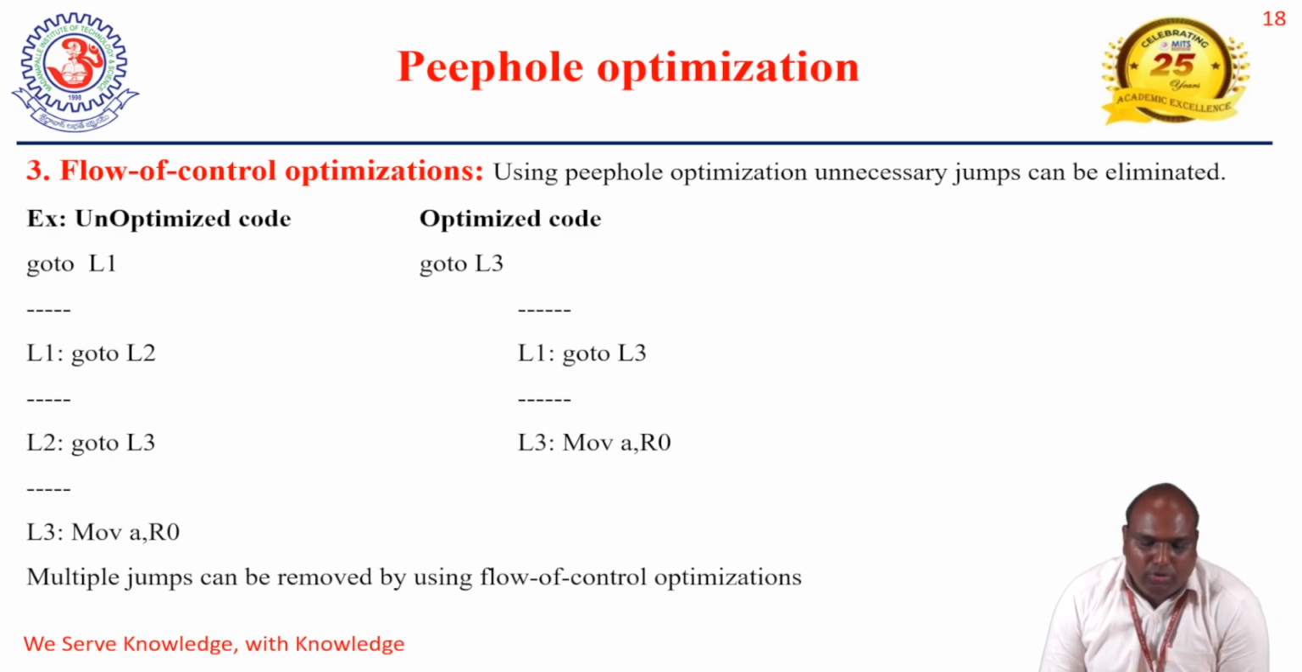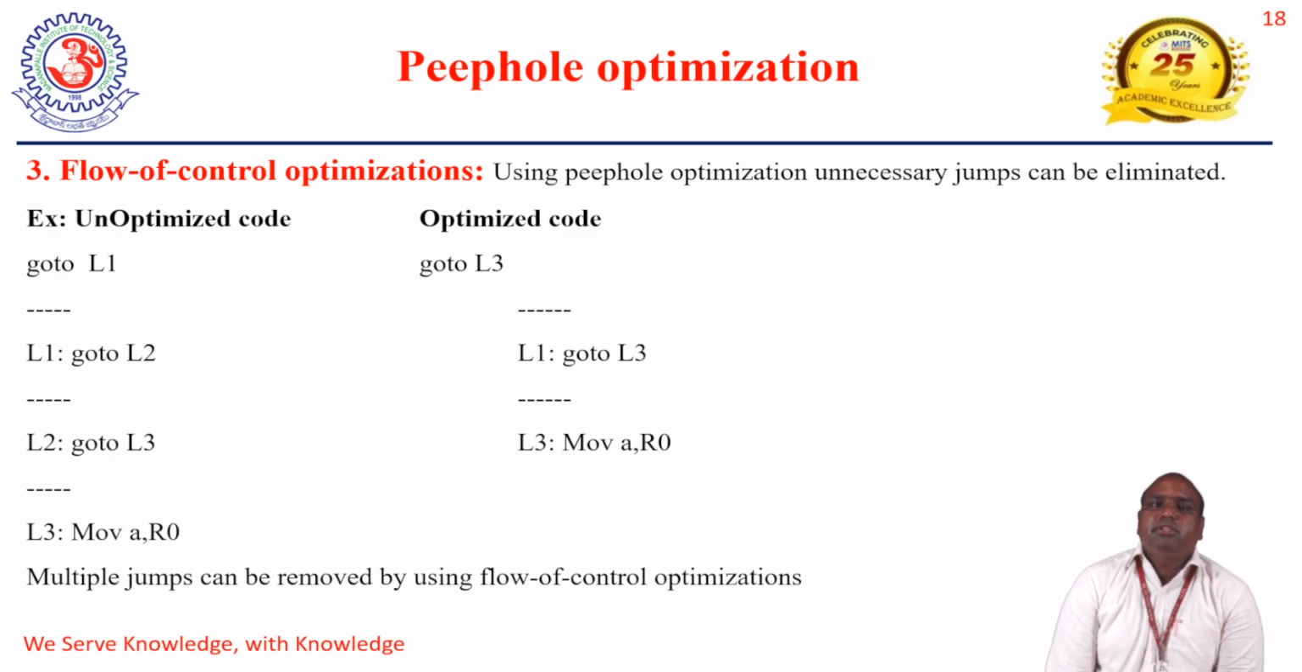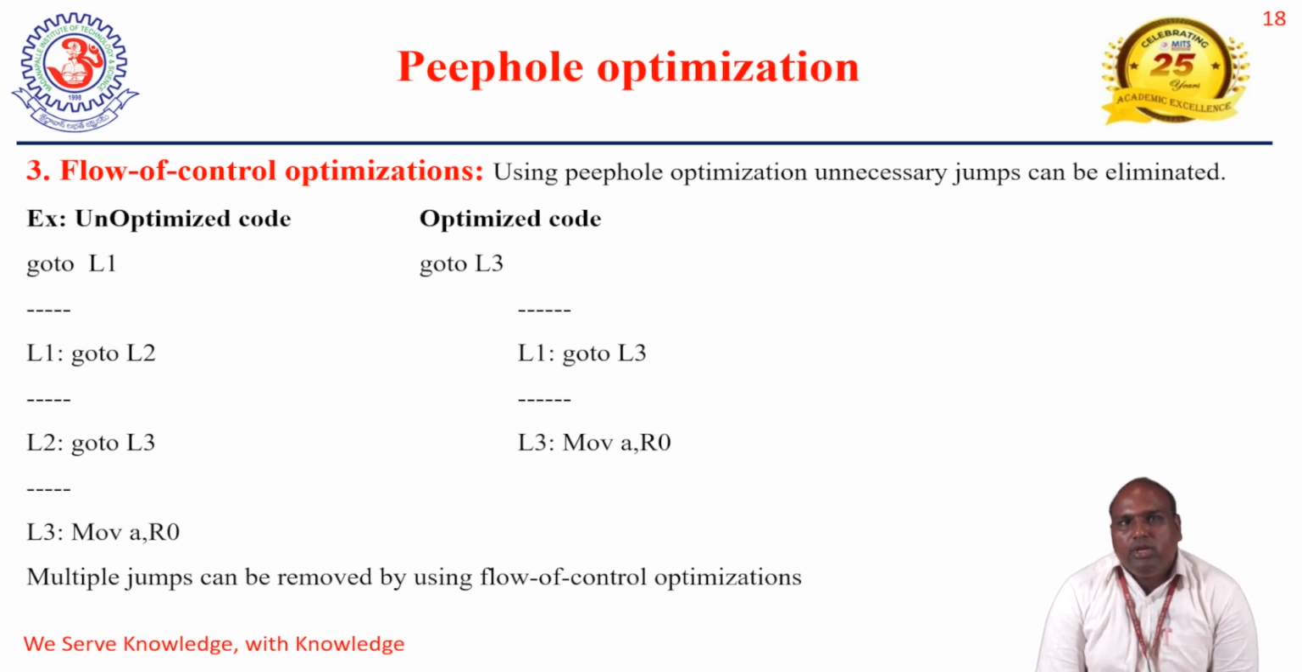This is called multiple jumps can be removed by using flow of control optimization. Why? Because in jumps, if you move the compiler from one label or place to another place, it will take more time. This is one of the important concepts in peephole optimization to reduce the compile time in this code optimization technique.